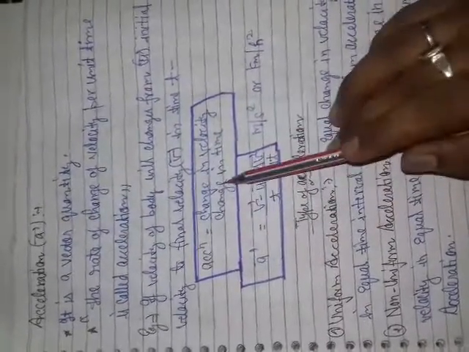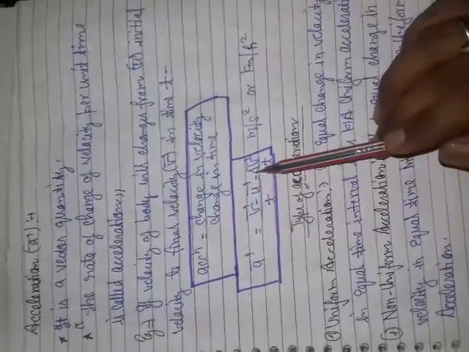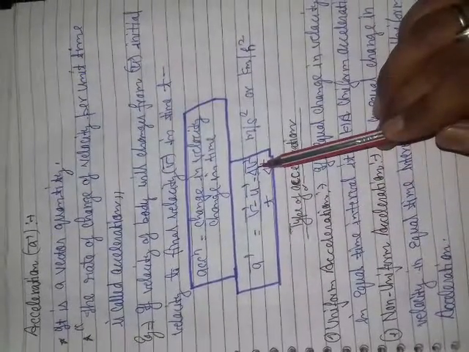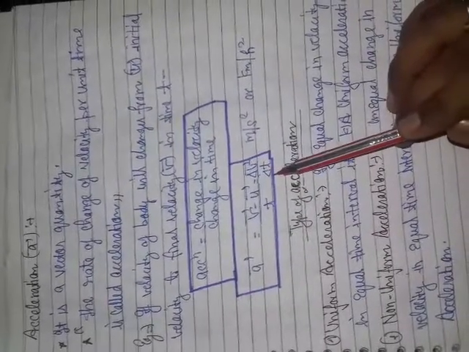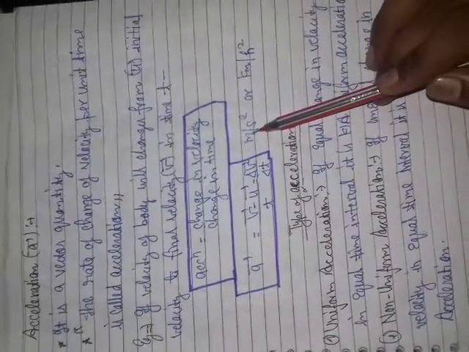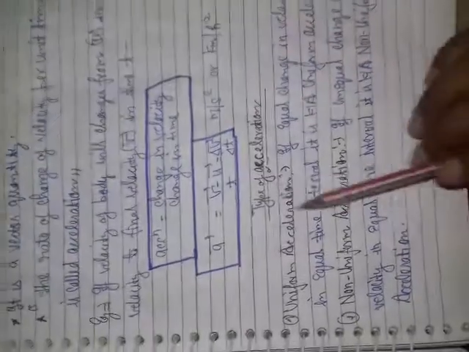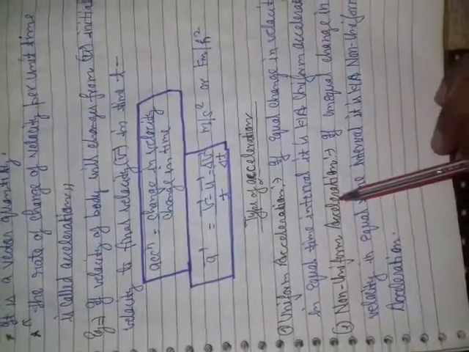Acceleration is the change in velocity upon change in time, that is (v minus u) upon t, that is delta v, meaning change in velocity, final minus initial, upon time. The unit is meter per second squared. Types of acceleration: uniform and non-uniform.